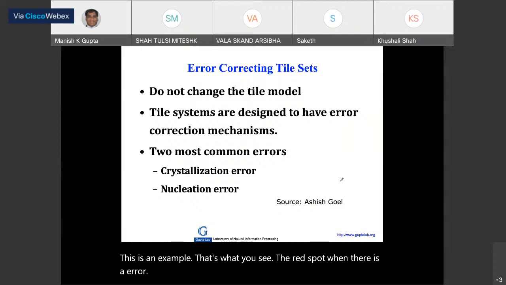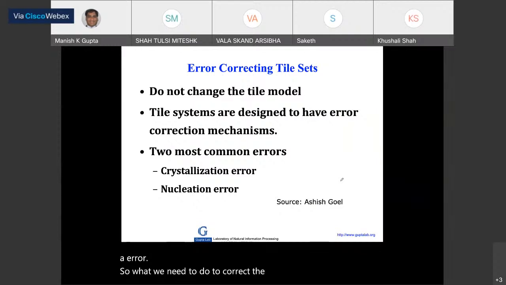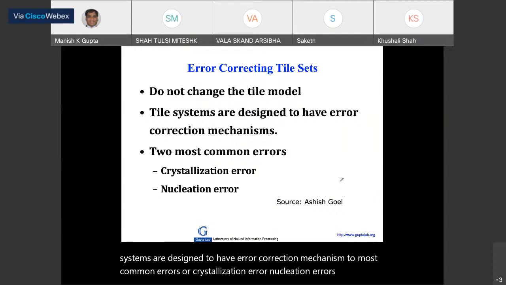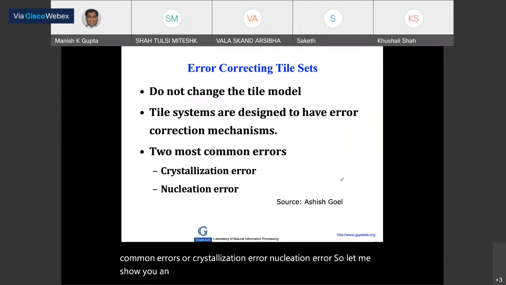Okay. So what we need to do to correct the errors, we require error correcting tile sets. So that should not change the tile model. Tile systems are designed to have error correction mechanism. Two most common errors are crystallization error and nucleation error. So let me show you an example. What is the meaning of crystallization error and nucleation error?